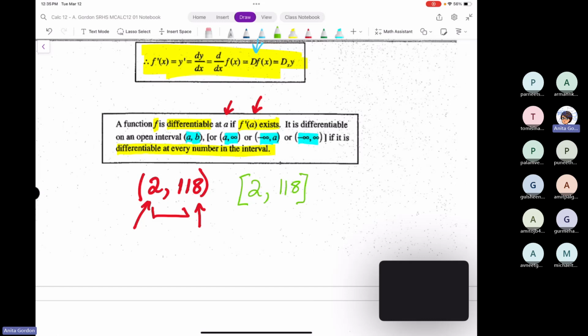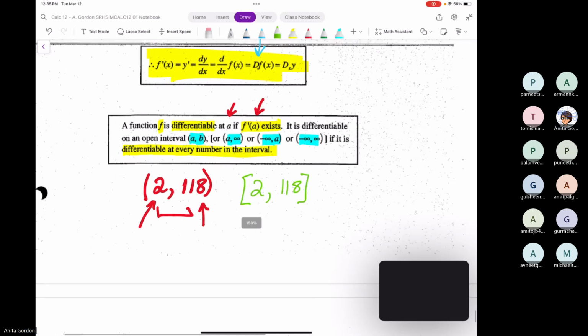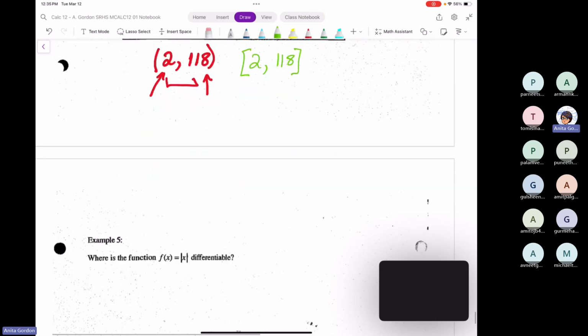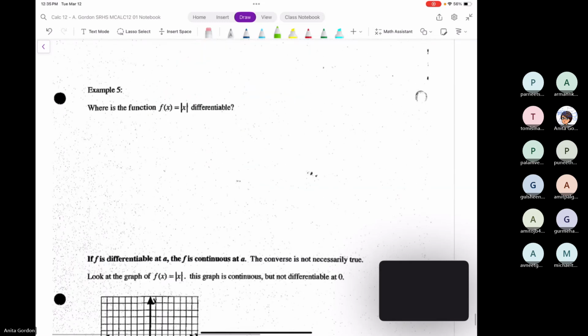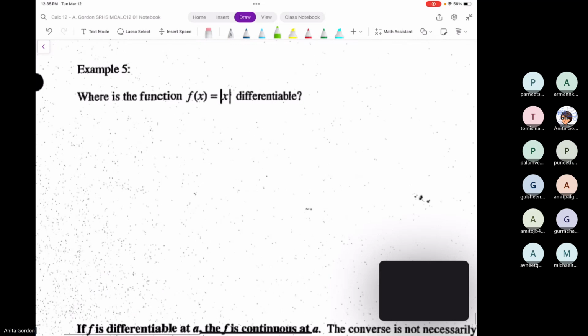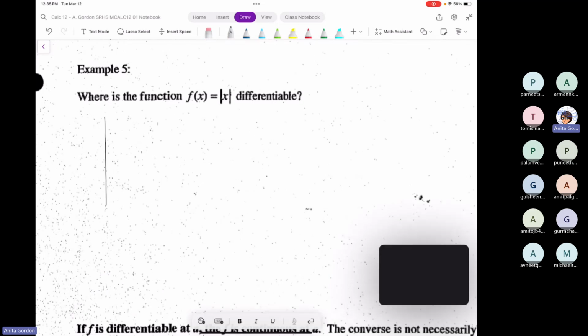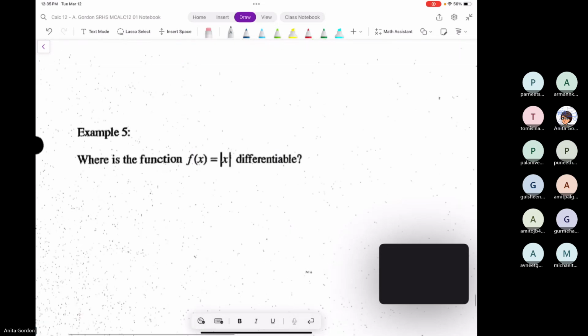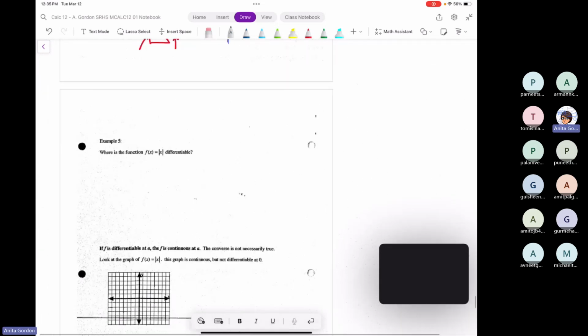We need to see what the function is before we can say that. But within the interval, then we can talk about it. Here's a great example. Can you remind me, what does this function look like? It looks like a V, yes.